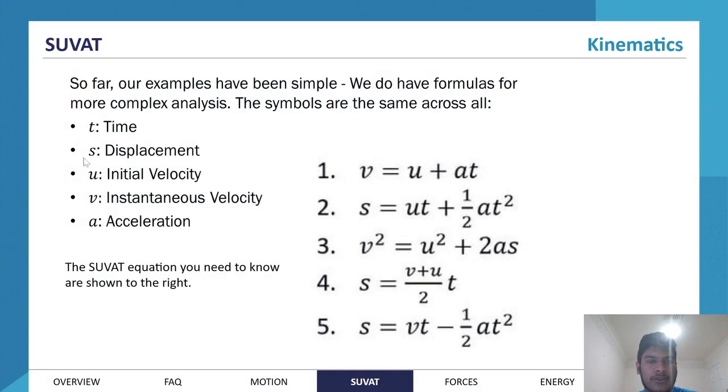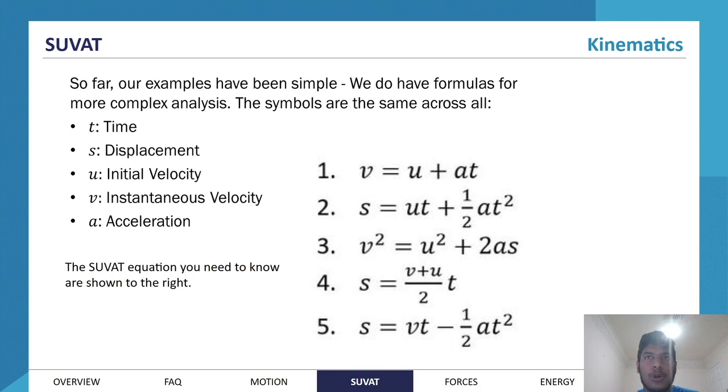So now let's move on to what are called the SUVAT equations. So far our examples have been simple. We do have formulas for more complex analysis, however. The symbols are the same across all. T is time, S is displacement, U is initial velocity, V is instantaneous velocity, A is acceleration. That's what I meant by U and V are both used for velocity. U is the initial velocity, that's the thing to note here. That's how fast it's going initially.